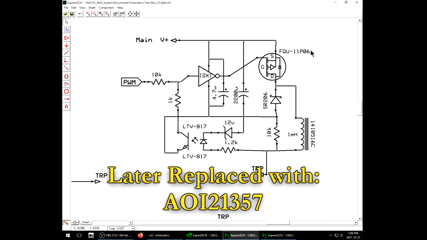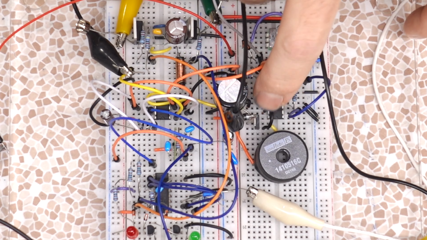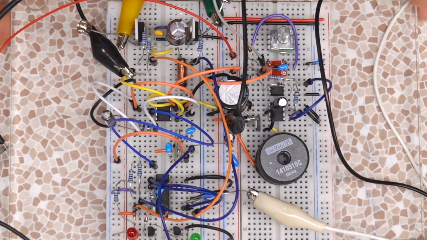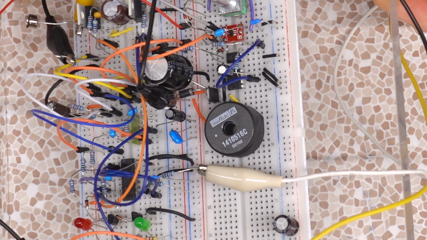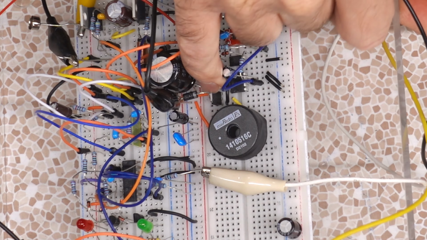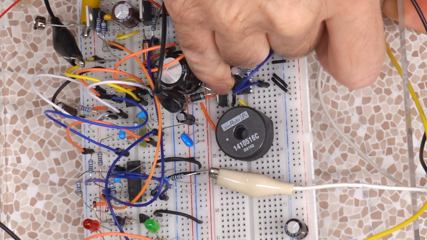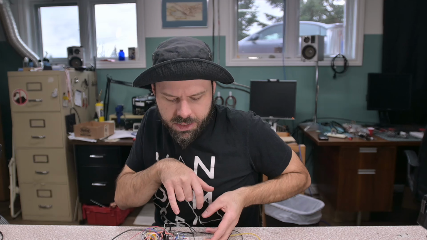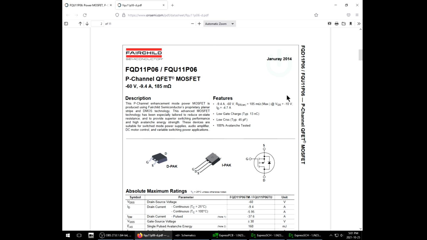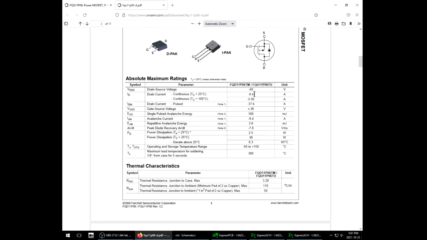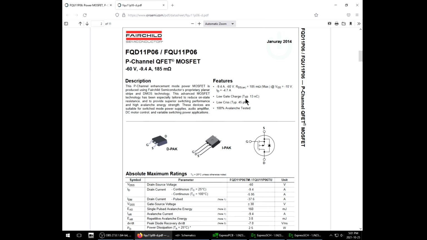FQU11P06 P-channel MOSFET. That is a tiny little guy hiding right in here. If you blink, you miss it. Small form factor, doesn't need to generate a lot of heat. A good efficient PWM might not put out a lot of heat. It's rated for about 11 amps, 60 volts. I brought some of these puppers in stock because I like their specifications. Oh, sorry, I lied. 9 amps. Still, plenty for what we're doing here.